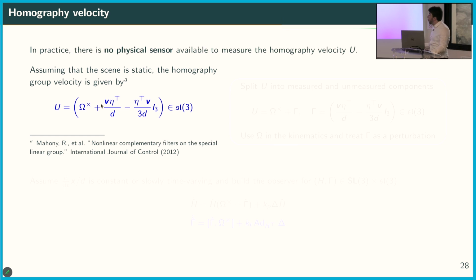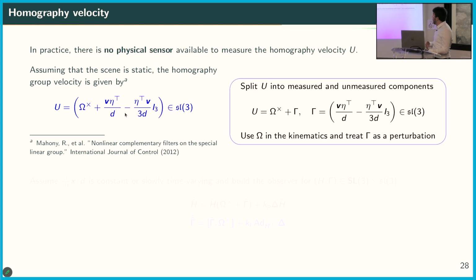It depends on the rigid body velocities of the camera, but not only. It also depends on the structure of the plane. So if the configuration of the plane is different, then the group velocity will be different. This part here I can measure using a gyroscope, but this part here I cannot measure. So one idea is to split it into measurable and unmeasurable components, and consider this gamma over here as a perturbation, and try to estimate it alongside the homography.